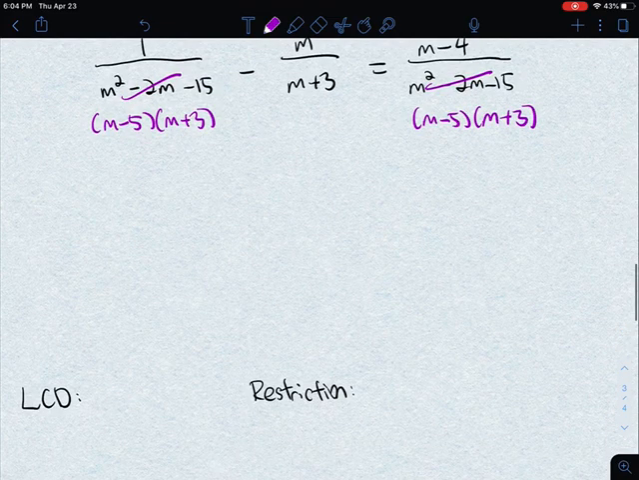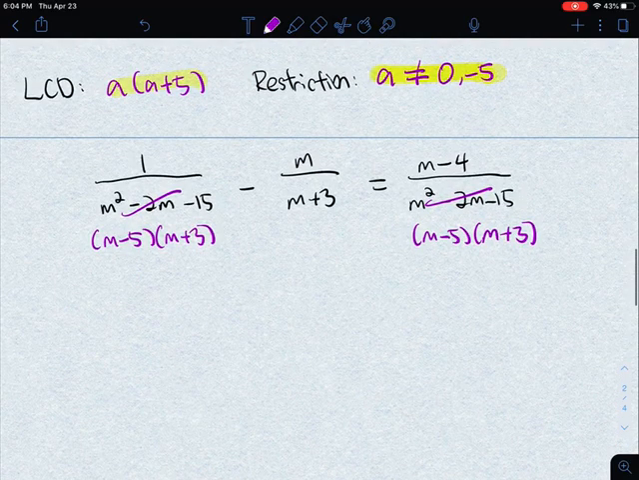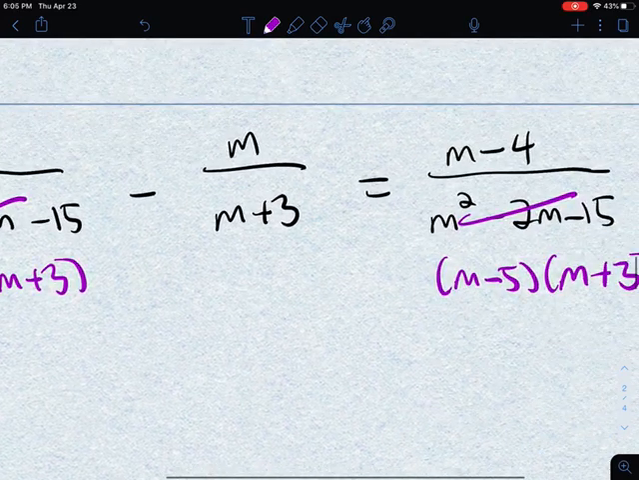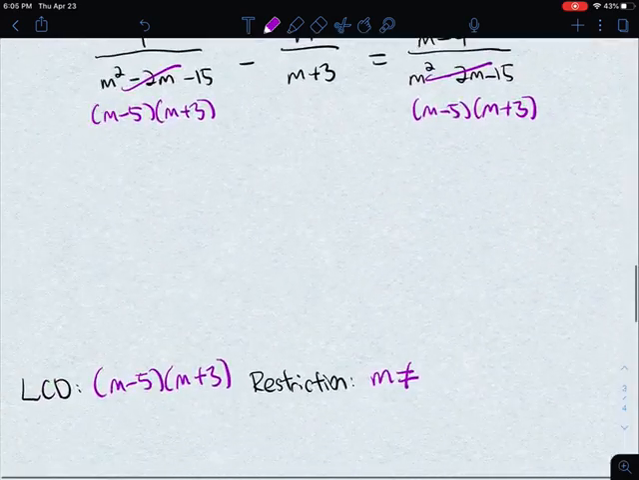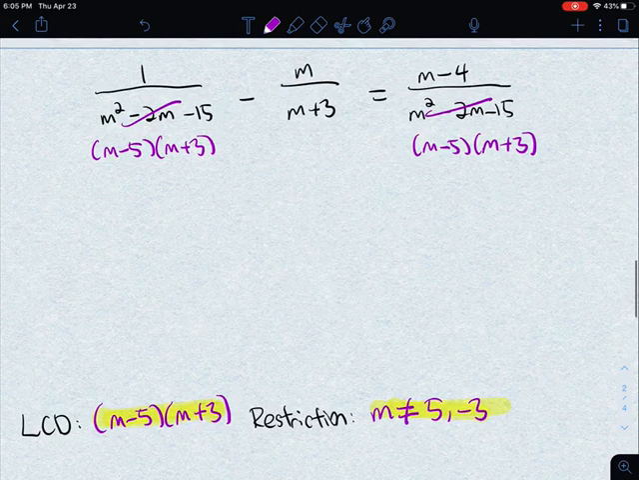n minus 5 and n plus 3 for both of these. So then I think my LCD is (n minus 5)(n plus 3). Which means my restriction is, well, what value will make this equal to 0? It's going to be 5 or negative 3, and 5 or negative 3. So there it is. Actually, in most cases, you can just check your restriction by looking at your LCD. So whatever value will make your LCD equal to 0, those are your restrictions. But either way is okay.